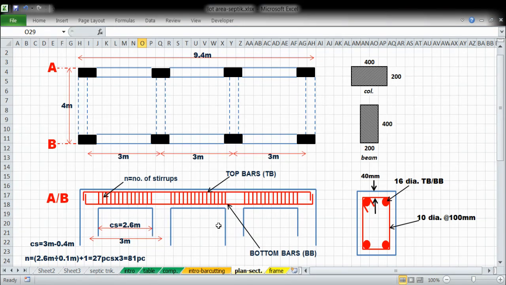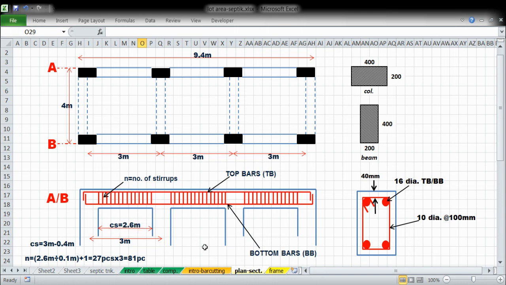Okay, so let us now analyze the first, yung clear span. So let us take the clear span. Importante ang clear span. Clear span is 3 meters minus 0.4. 0.4 of course is 0.2, one half of the column. Since we have 2 times 0.2, it will be 3 meters minus 0.4 meters, and will give us 2.6 meters.